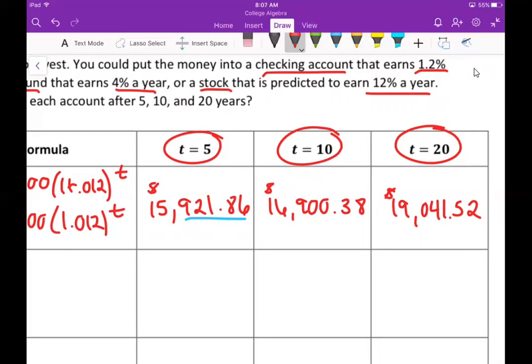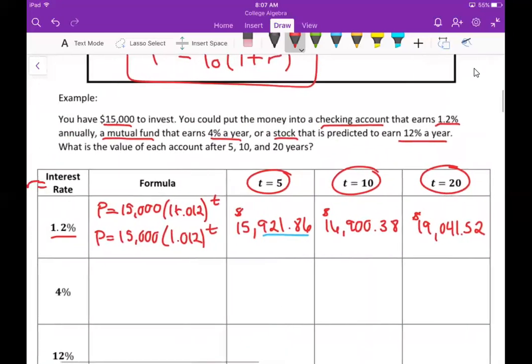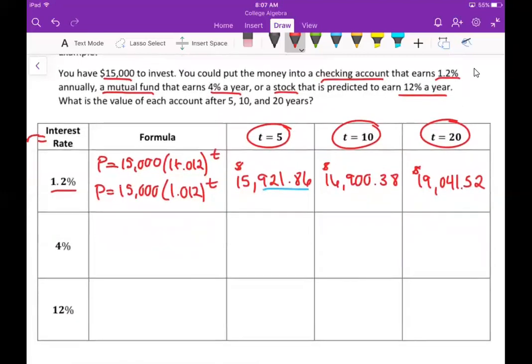$4,041.50. Okay, so what's happening there as we're looking at that, the reason this is called compound interest is because every year we get paid more and more interest, right, because we gain money the first year and then we're paid interest on that in the next year following that as well. Okay, so give that formula a try with 4% and 12% as well.